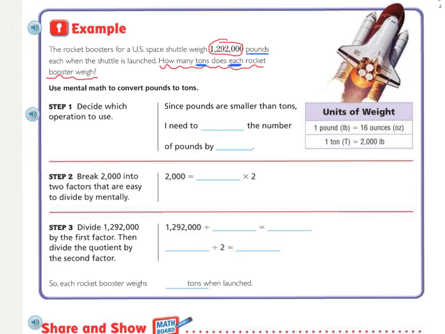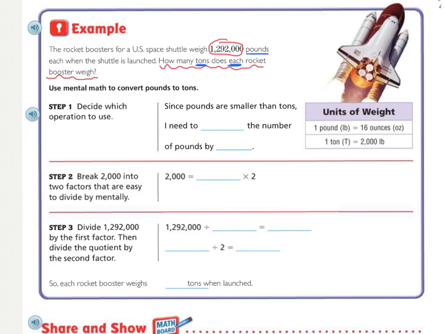Alright, so when we're converting pounds to tons, we need to decide what operation to use. Since pounds are smaller than tons, I need to blank the number of pounds by something. So we're going from a smaller unit to a larger unit. How do we do that? Well, I know that when I start with a larger and go smaller, I multiply. So now I'm doing the opposite.